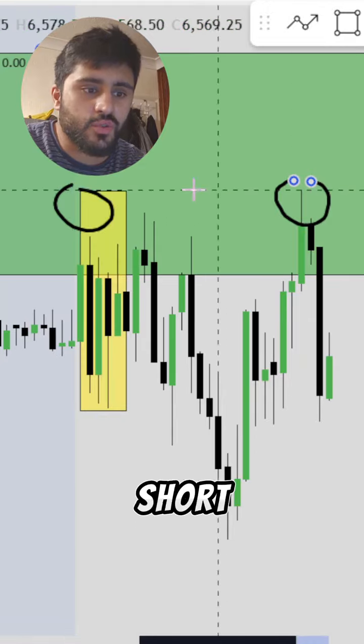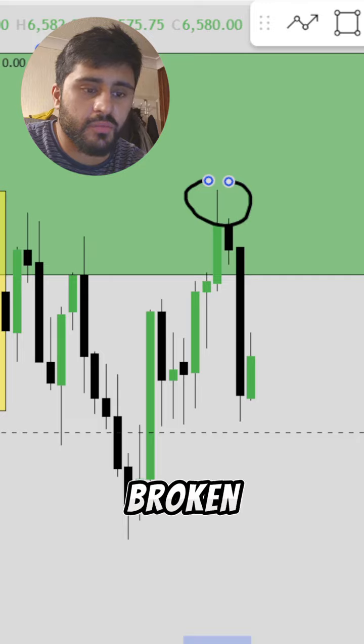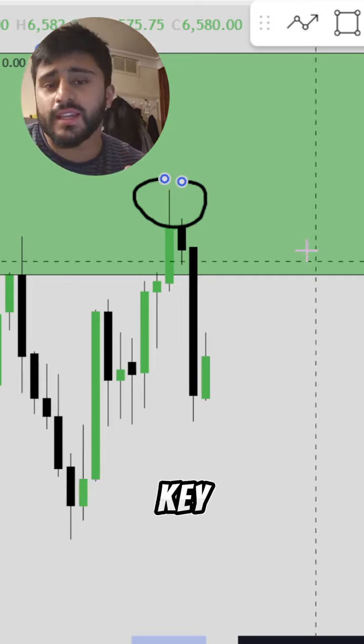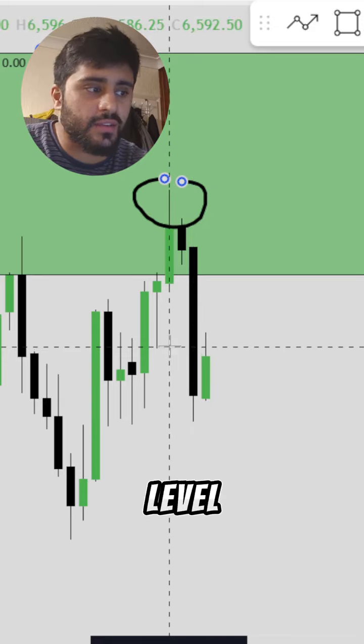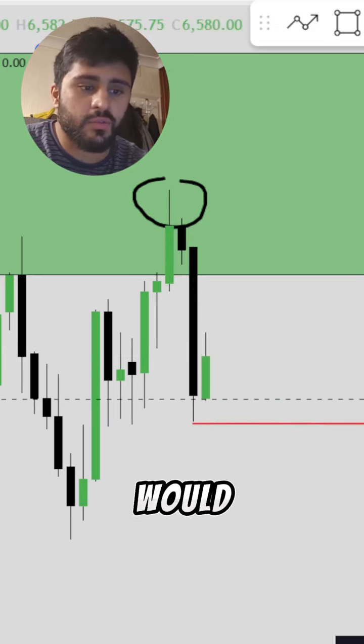Now for me to take a short, notice how we haven't broken above the 5 minute opening range, we've only broken below. For me to take a short, I want to see a rejection off a key level. This rejection of the key level occurred here. This is now 9:54 Eastern, so this here would be my entry.